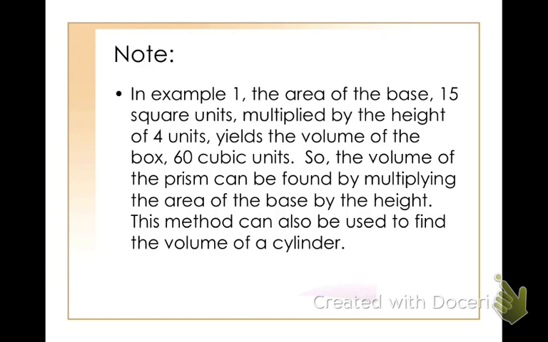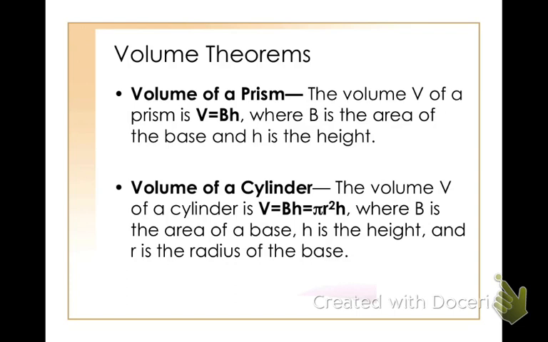So the volume of a prism can be found by multiplying the area of the base by the height. We'll also use this to find the volume of a cylinder or even of a triangular prism. It doesn't matter what the shape of the prism is. So here's your basic formula. This is very important. Volume is equal to base times height, where capital B is the area of the base.